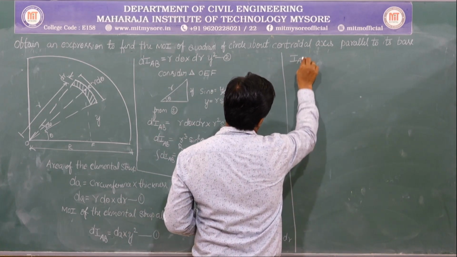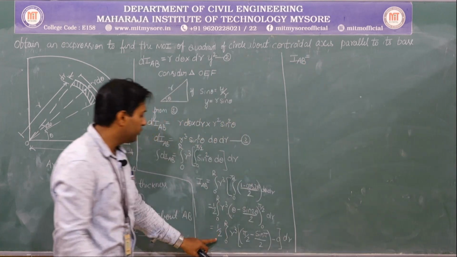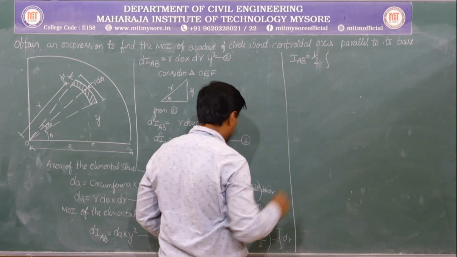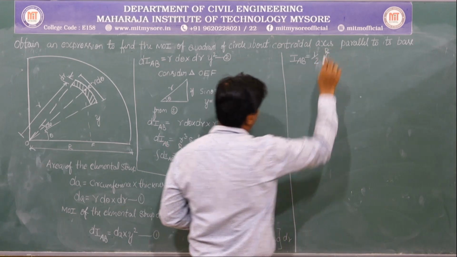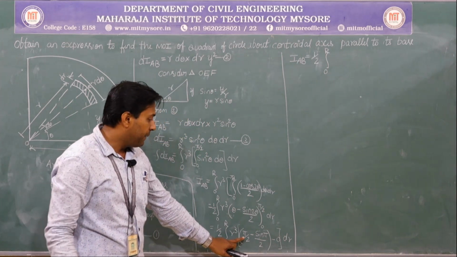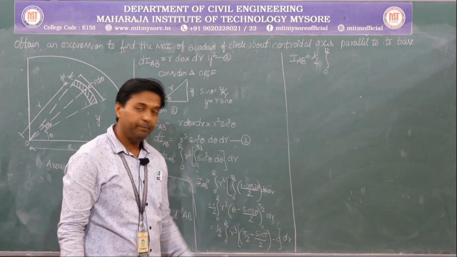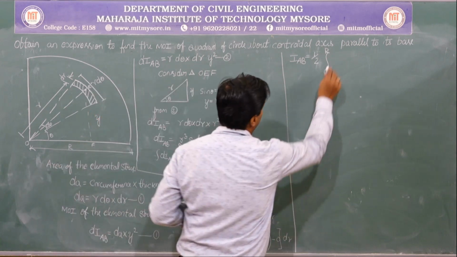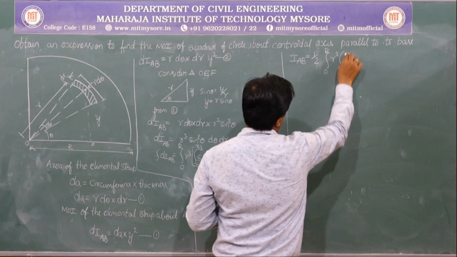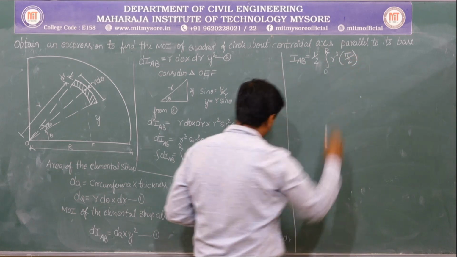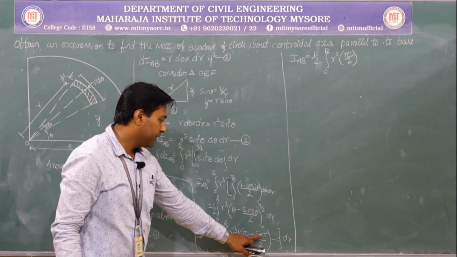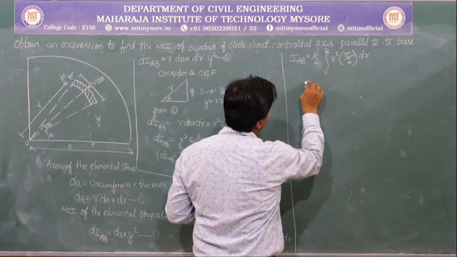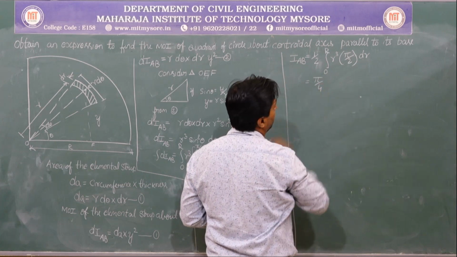So, now what will happen? IAB is equal to half into integral of 0 to r. So, pi by 2 let it be. What is sin pi? Sin 180 degree is also 0. So, we will be left out with only pi by 2, because this will become 0 into dr. So, if I take it out, it will become pi by 4.